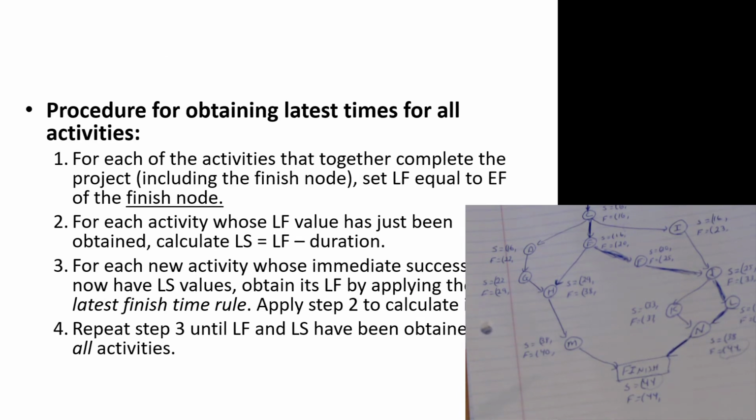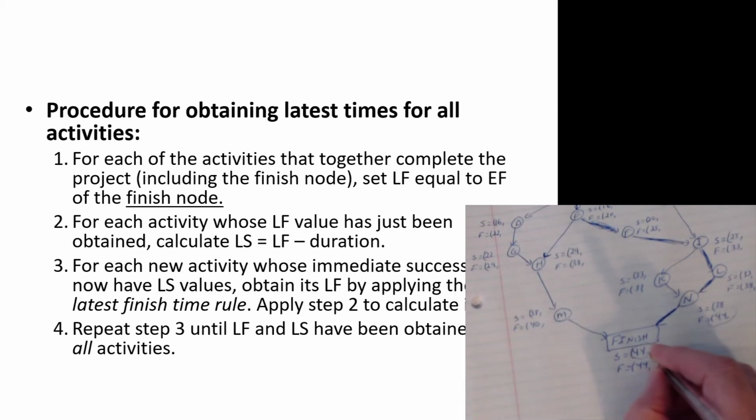Okay. So the procedure in this case is for each of the activities that together complete the project. So this is what we have, or we have our diagram. We set the latest finish time equal to the earliest finish time of the finished node. So in this particular case, that means the latest finish time is the same as the earliest finish time, so that's 44. And the latest start time is 44 because the duration is 0. Okay. So we've locked that in.